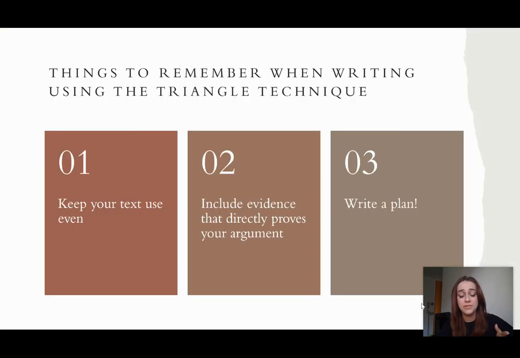So we've collected these 3 tips to use alongside our triangle technique. 1, keep your text use even. 2, always include evidence and always connect it to your argument. And 3, making a plan will help you structure your writing better. If you'd liked the practice, you can go away and time yourself writing from the plan that you made earlier.